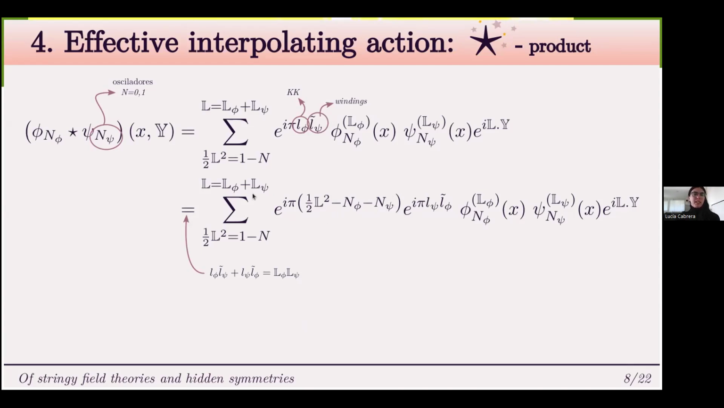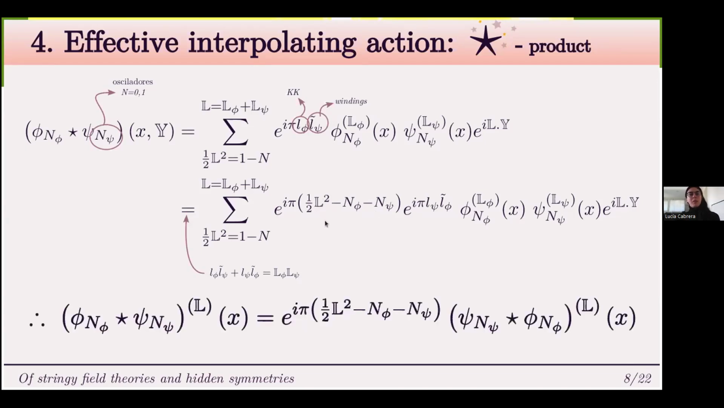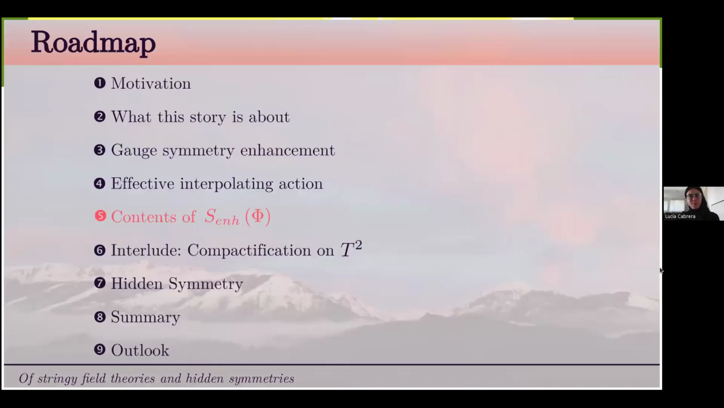So this overall phase is what will tell us whether the product is commutative or non-commutative, depending on the fields that we're talking about. And this will be very important when we're building terms such as field strengths, where we will need more anti-symmetric terms like this one.